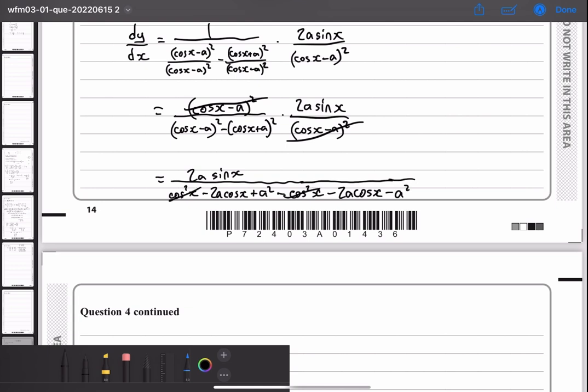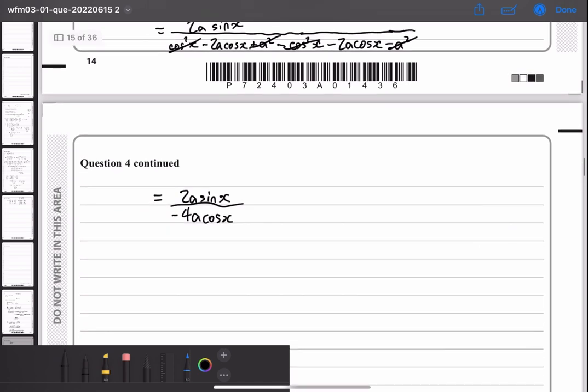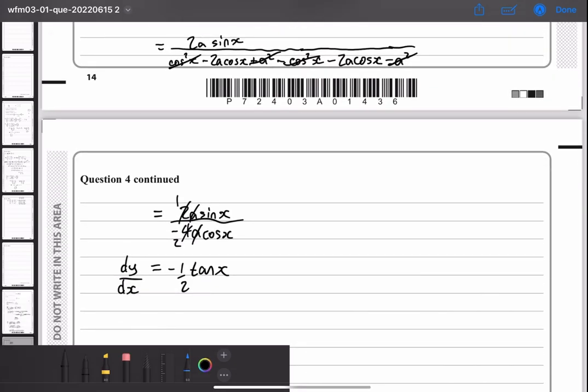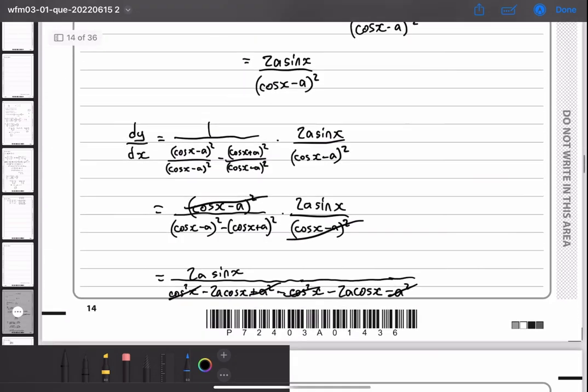So this one cancels with this one cancels with this one, and we end up with 2a sine x, and collecting those two terms on the bottom, minus 4a cos x. The a's cancel, and we have sine over cos, which is tan, and 1 over 2 minus a half tan x, where we wanted k tan x, so k must be minus a half. And that's all there was to question 4, just that one part. So on to question 5.